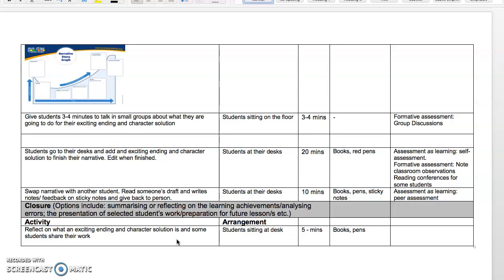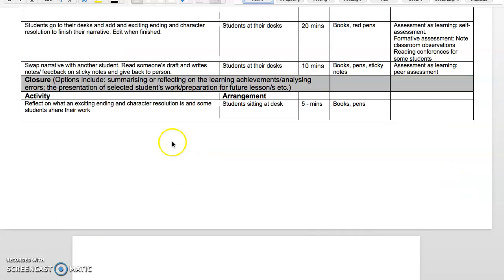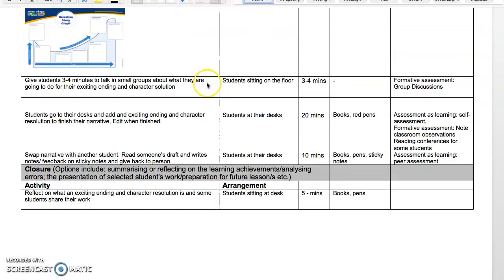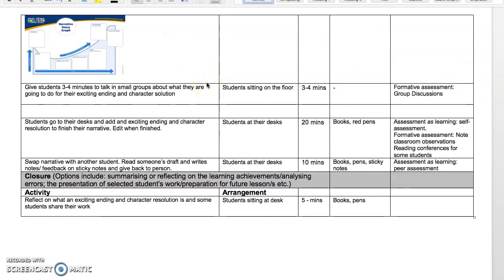Towards the end of the lesson, students have created their own narrative and are editing other students' work on their own. At the end of the lesson, students reflect on what an exciting ending and character resolution is, and some students share their work. Assessment is important to show students their strengths and areas for improvement, and also for teachers to see how their teaching practice can be improved.